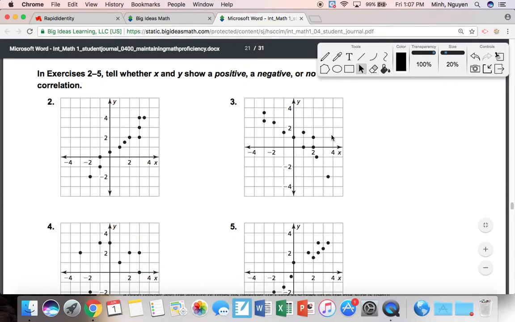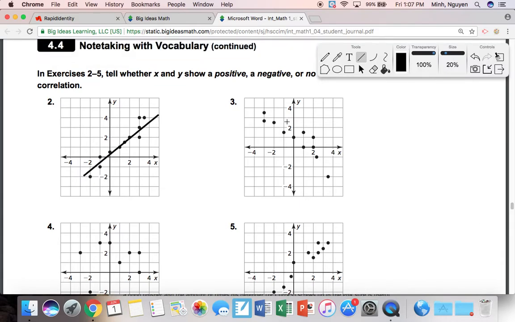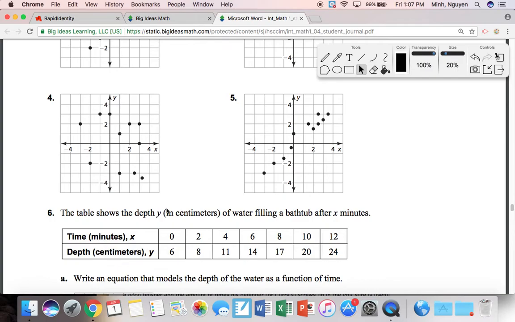I'm just going to go through these verbally real quick. Well, I always say that, but I'll show you anyways. Positive, negative, none. Number 3 is none. There's nothing clear there. You can't say it's going up or down. And number 5 is positive.